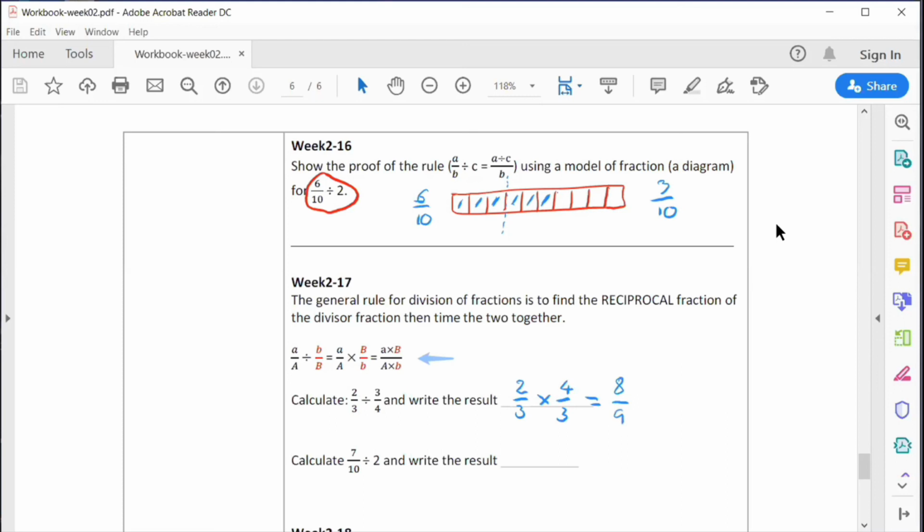Now the next one is easy. There are 2 ways to do it. The normal way you would do is you do a 7 out of 10, and you times the bottom with 2. So you end up with 7 out of 20. So that's the normal way you do it.